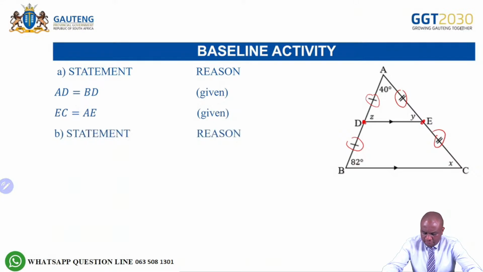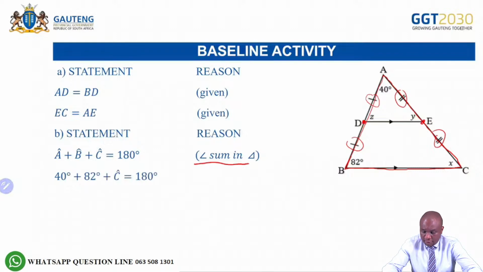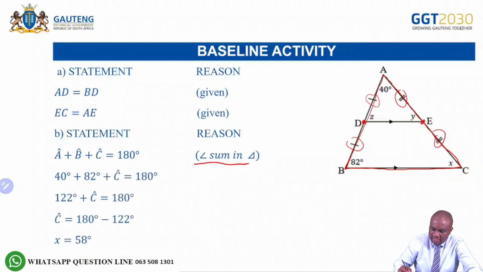Right, and then we need to find the value of X. Let's look at our big triangle, ABC. We have two angles, 40 and 82. So we can easily find X, because the interior angles of a triangle add up to 180 degrees. Angle A plus angle B plus angle C must give us 180 degrees. You can just write angle sum in triangle. Then if we add those and solve for C, we'll get that X is 58 degrees.